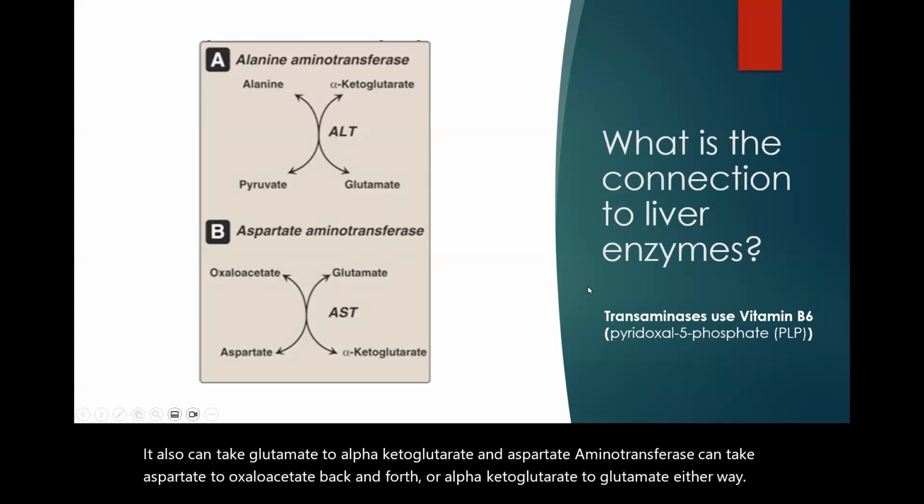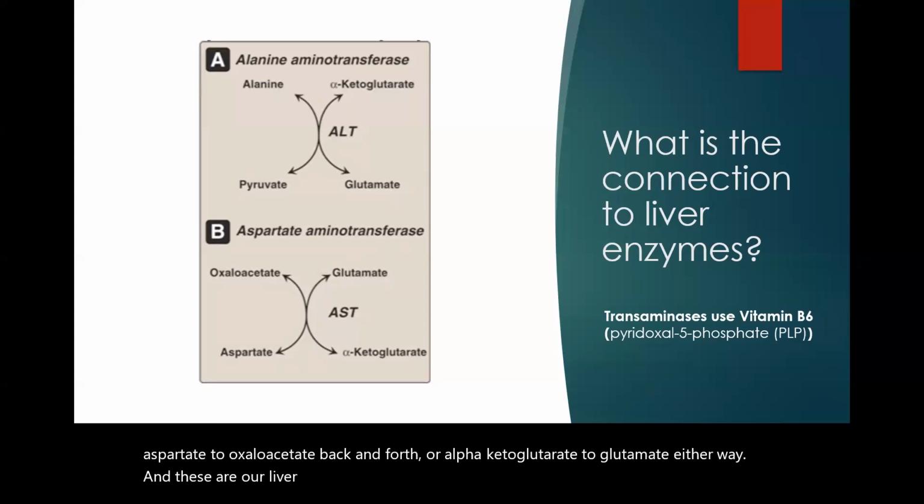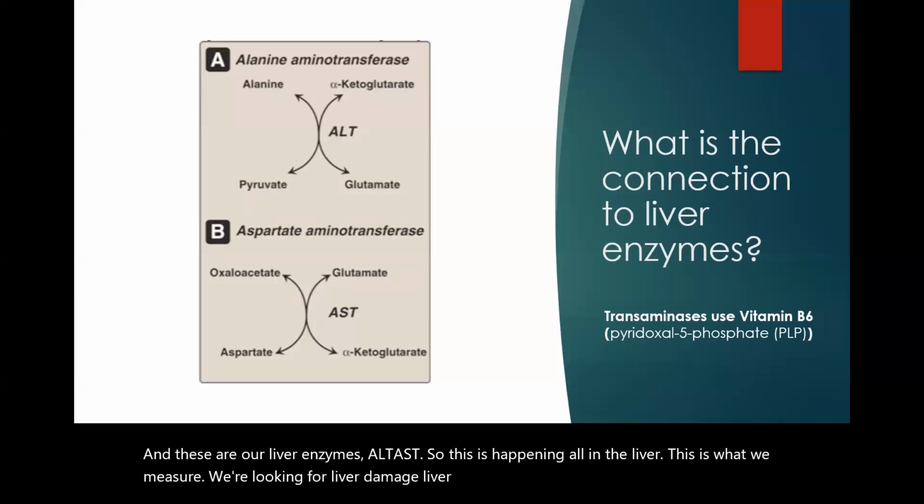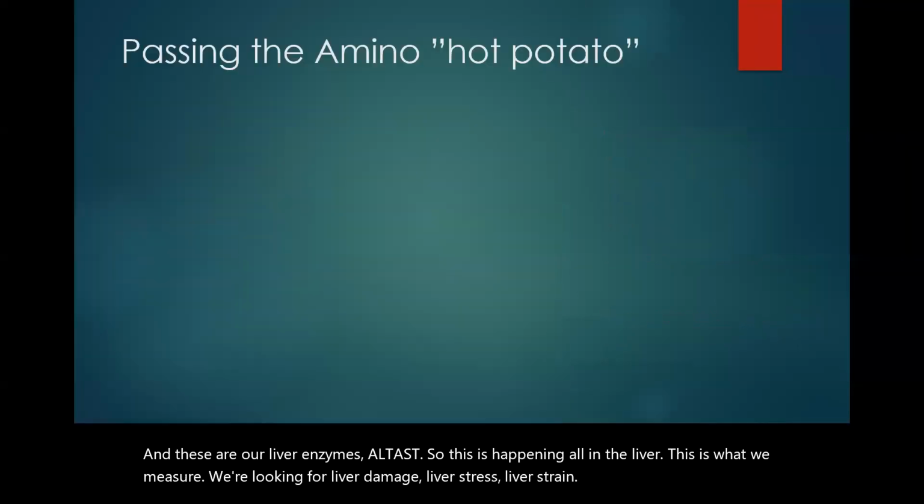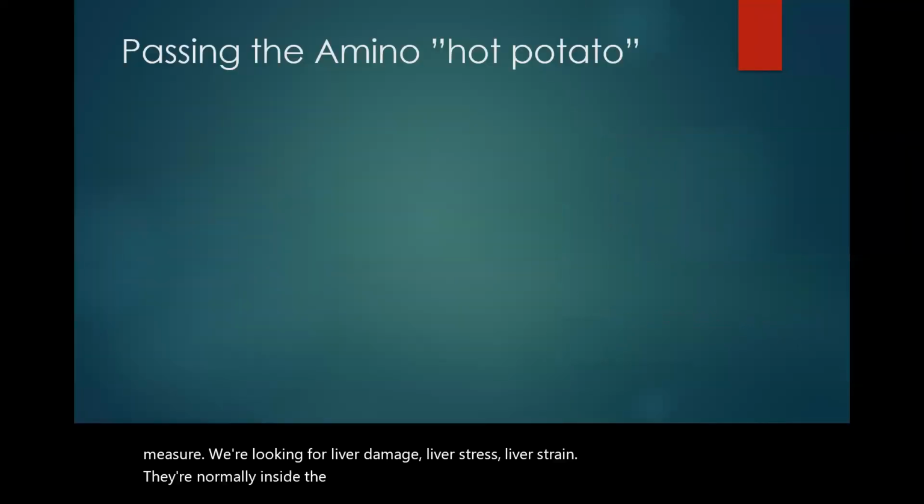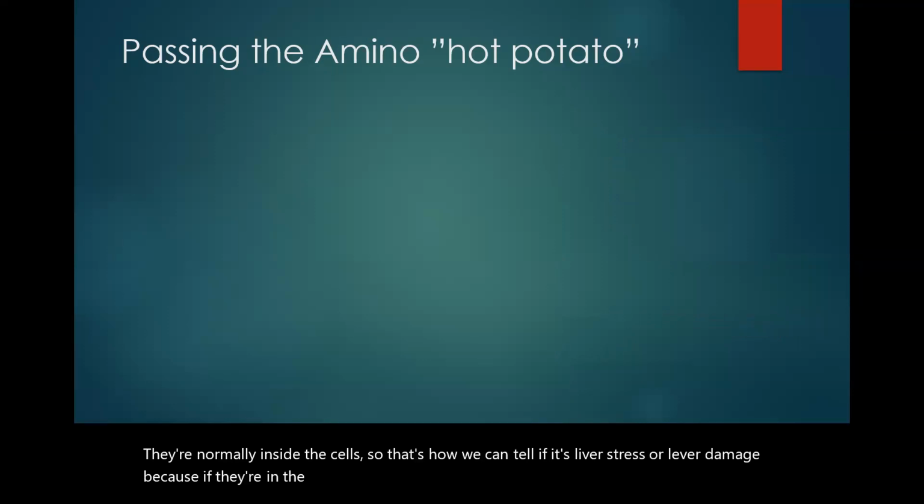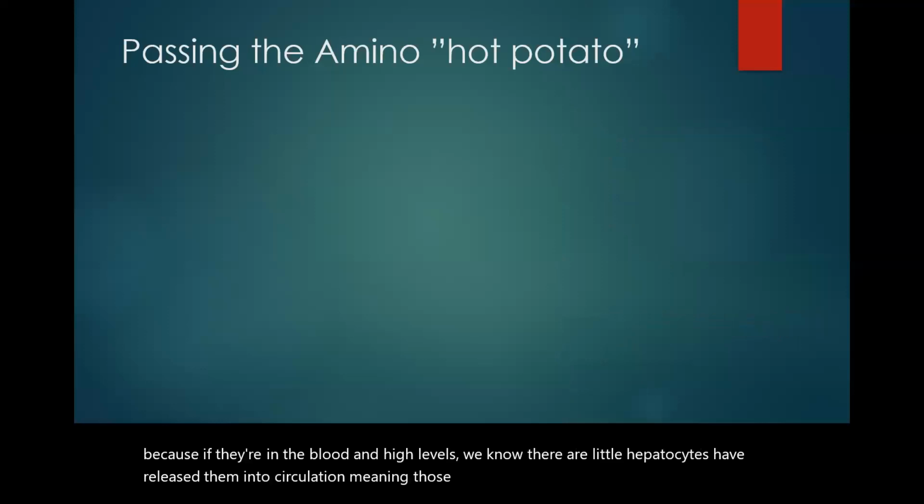And these are our liver enzymes, ALT and AST. So this is happening all in the liver. This is what we measure. We're looking for liver damage, liver stress, liver strain. They're normally inside the cells. That's how we can tell if it's liver stress or liver damage, because if they're in the blood at high levels, we know that our hepatocytes have released them into circulation, meaning those hepatocytes were damaged. Or else those wouldn't be in the blood. So we're not harvesting them from the liver.